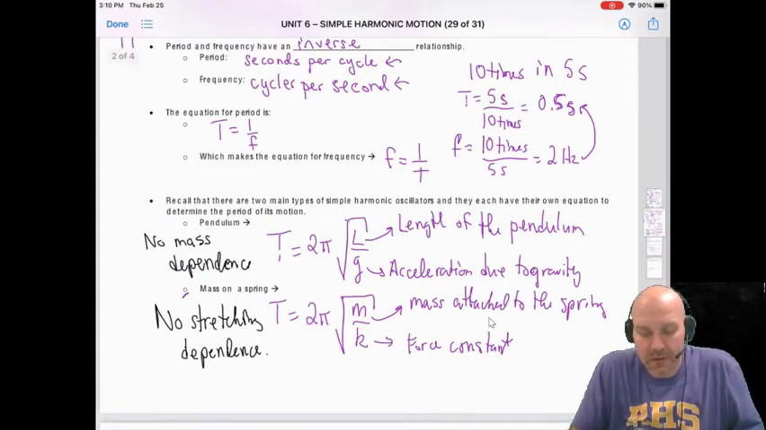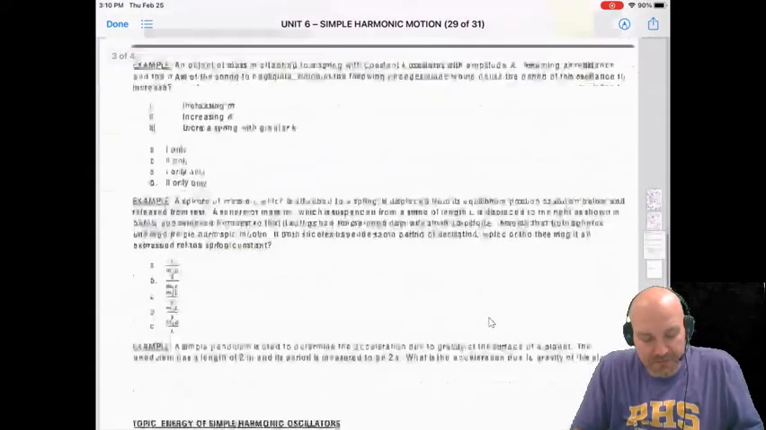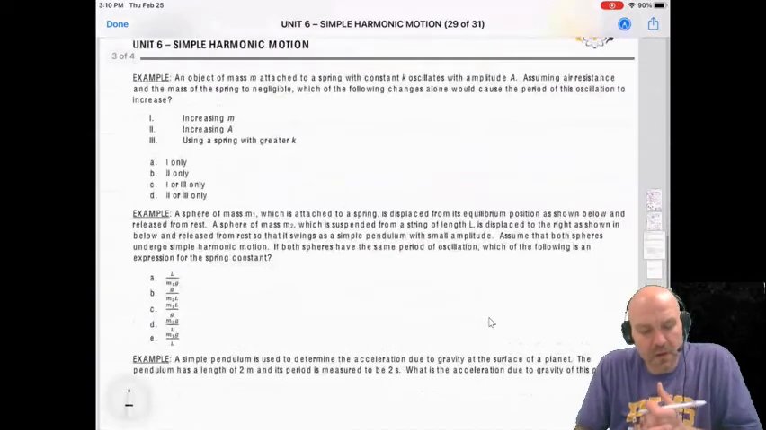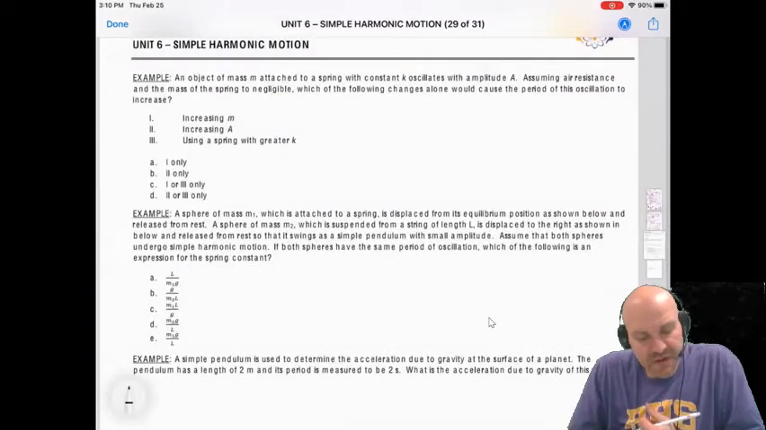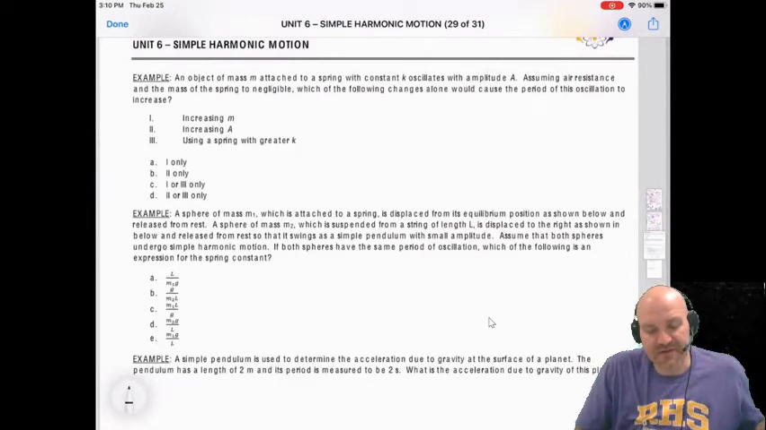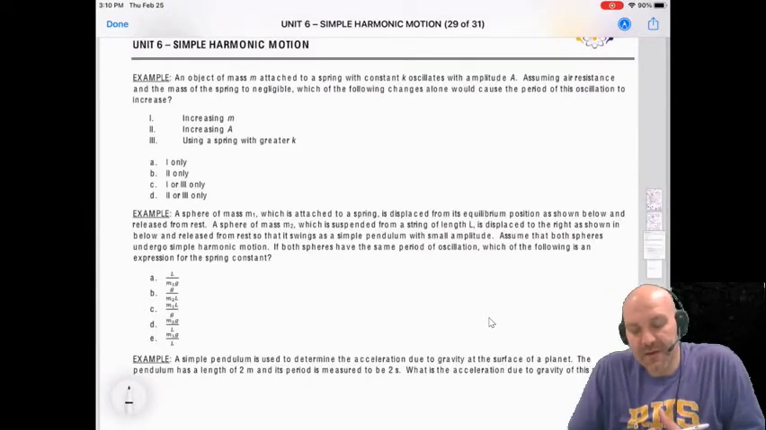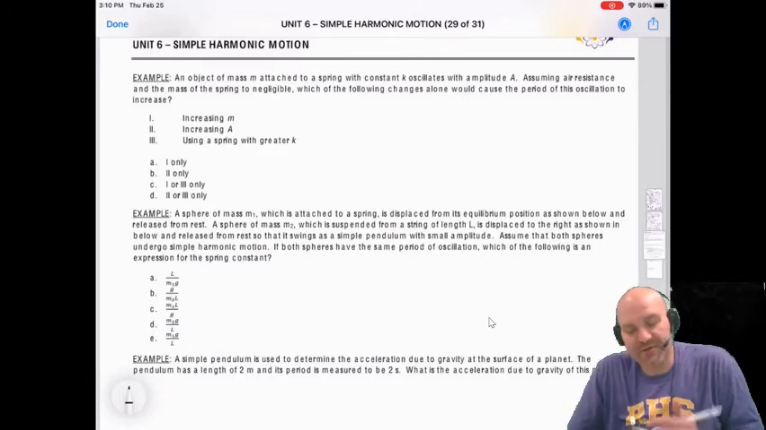Now let's look at a couple example problems here. Actually, there's three here. The first two are multiple choice questions. So this is an object of mass m attached to a spring with constant k, oscillating with amplitude a. Assuming air resistance and the mass of the spring to be negligible, which of the following changes alone would cause the period of this oscillation to increase?